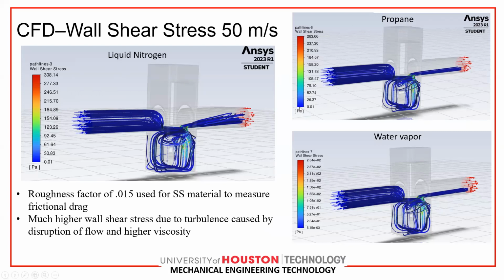For the propane, the minimum is 0.01 Pascal, and the maximum is 263.66 Pascal, and for the water vapor or the steam, the minimum is 5.15 times 10 to the negative 3 Pascal, and the maximum pressure is equal to 264 Pascal. The roughness factor of 0.015 is used for the stainless steel material to measure frictional drag and much higher wall shear stress due to the turbulence caused by the disruption of flow and higher viscosity.